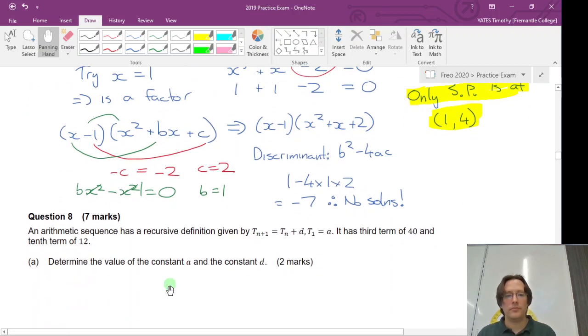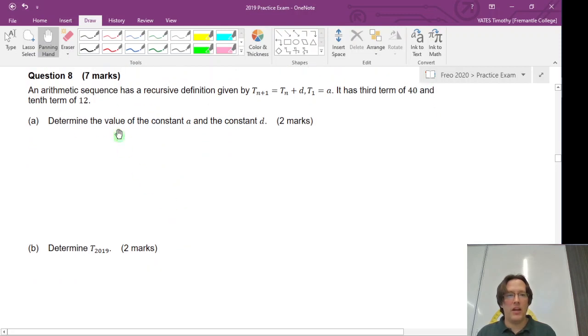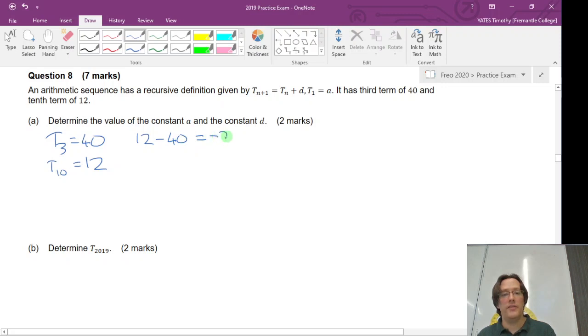Okay. Next up. An arithmetic sequence has a recursive equation given by this. It has a third term of 40 and a 10th term of 12. This is just the general recursive definition anyway. We don't really need to know much about it, just need to recognize it. But the third term is 40. The 10th term is 12. So it has done 7 differences to get from 40 to 12. So what I'm going to do is do the latter minus the former, and that gives us -28.